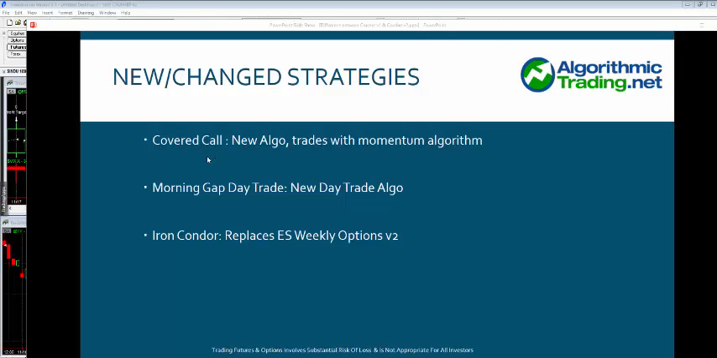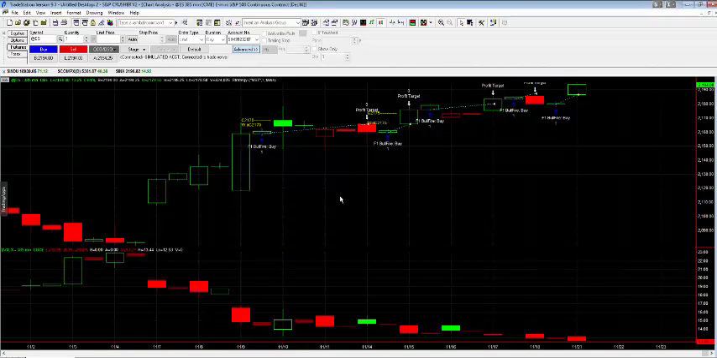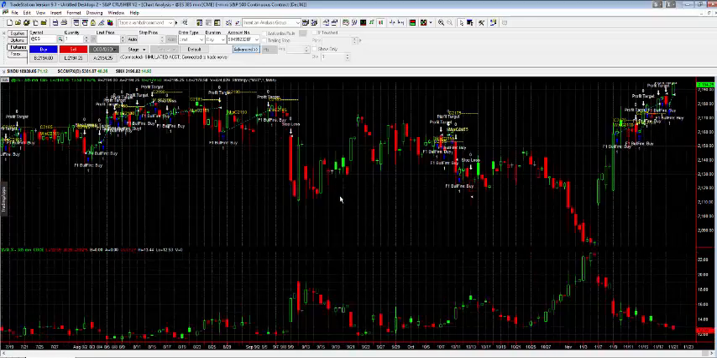So the first strategy I'd like to talk about is the covered call. This is a new algorithm that trades with the momentum algorithm, although it doesn't have to trade with the momentum algorithm. It can be traded independently, but if it does, then it's not a covered call. It's a short call that's being placed. But let me go ahead and look at some of the charts, and I'll show you what it's doing. So this is a chart of the BullFire / momentum algorithm.